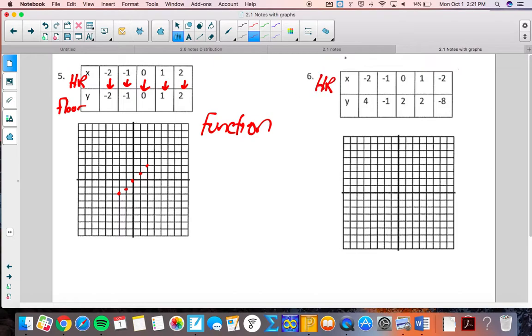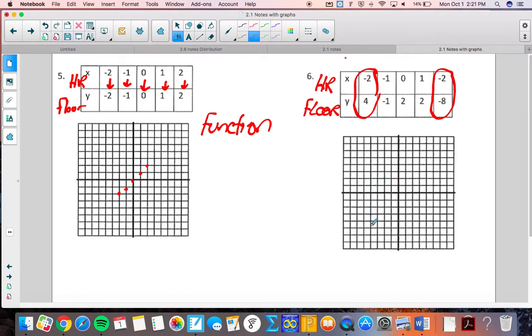Now here, number 6 has a problem. Because 2 hours ago, when x is negative 2, my output is 4. 2 hours ago, I was supposed to be on the 4th floor. And then notice x is repeated here, and it has a different floor. So 2 hours ago, I was supposed to be on the negative 8th floor. So I was supposed to be on two different floors at the exact same time.